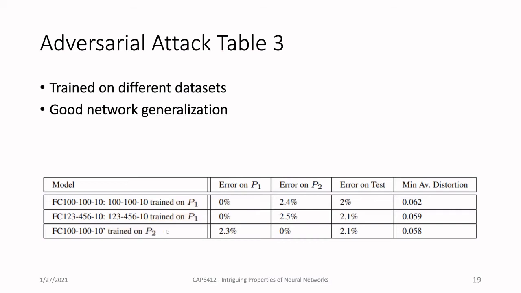So here we could observe that when trained on P1, the error was 0%. So it was learning fairly well on the P1 clean image dataset. And when tested on P2, it's giving 0% error. So it's learning really well. But when it's tested on the test set, which is also a clean image dataset, it comes out to be 2%, which is fairly good network generalization. The first model is trained on P1, but when tested on the test set, it gives a 2% error, which means it's fairly generalizable.